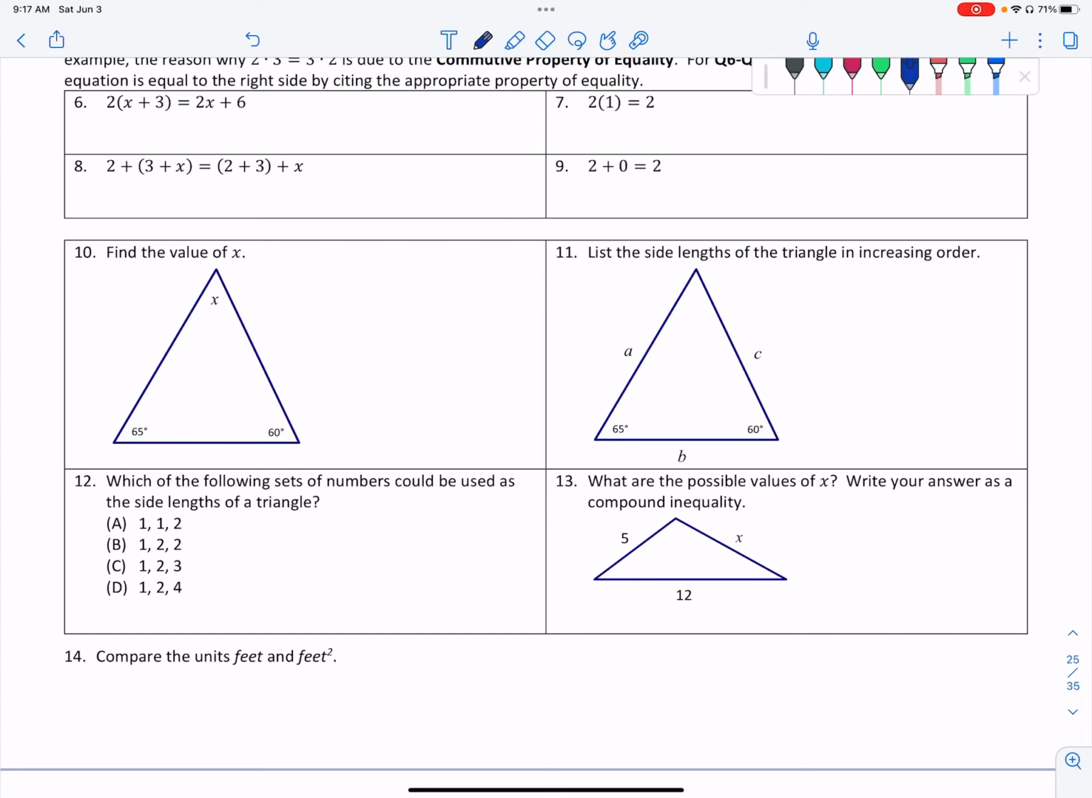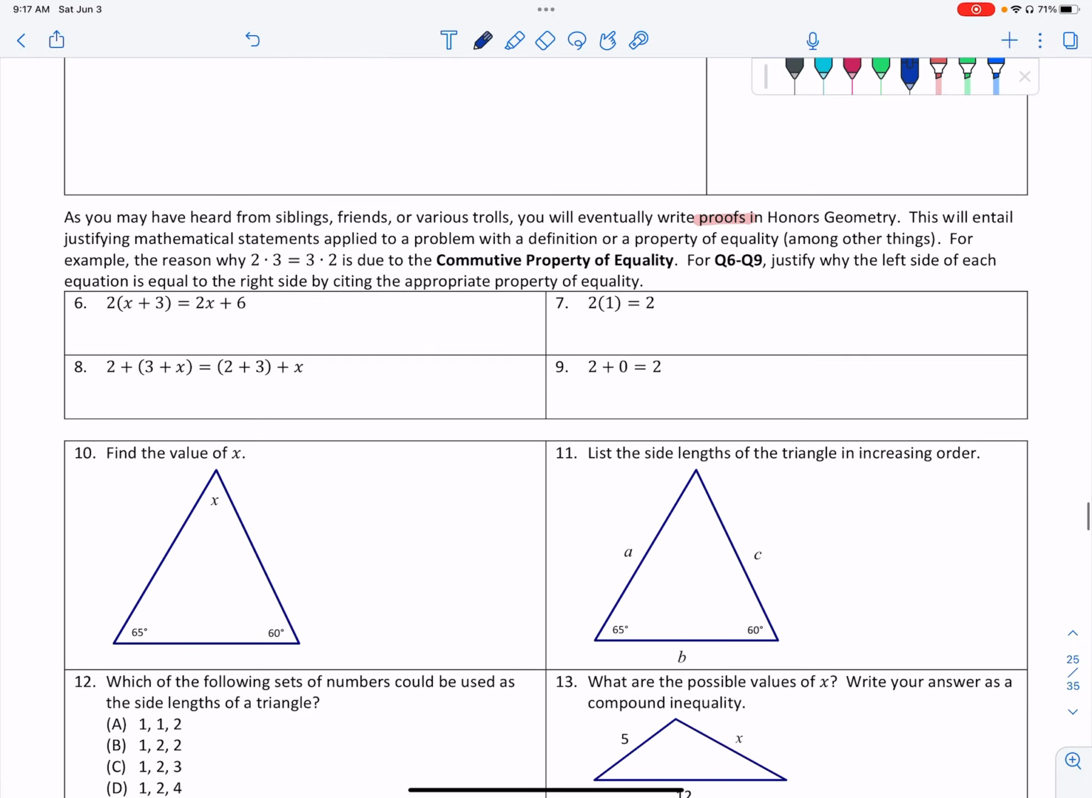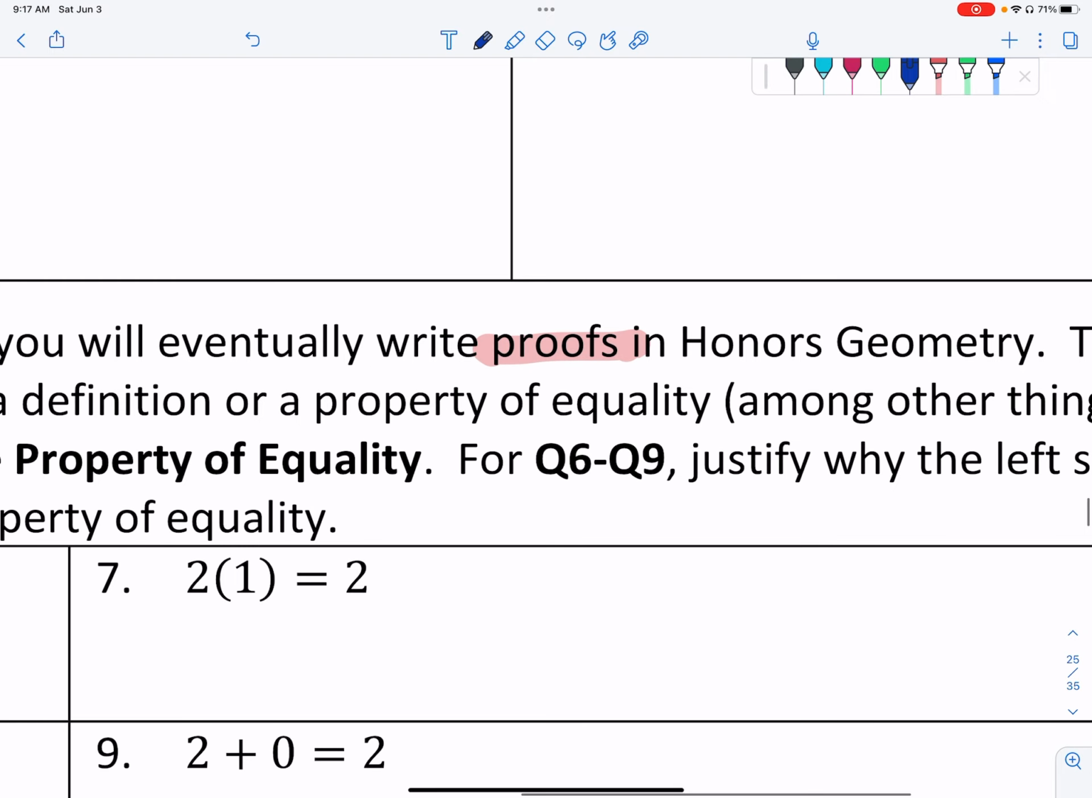So this year in geometry, you're going to find that a lot of the stuff that we talk about, you have learned in previous math classes. It's just that our focus is going to be a little bit different. It's like what I was referring to before about the idea of proof.